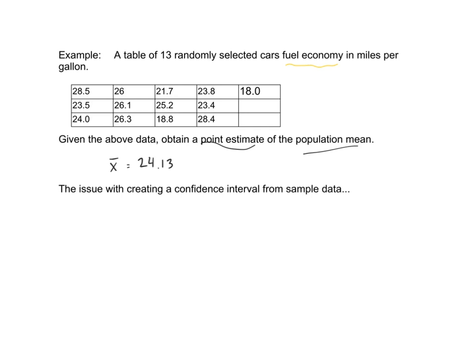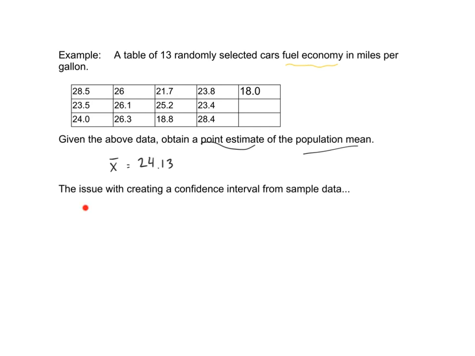But then we create a confidence interval, add or subtract a margin of error, and create an interval of numbers. And we use that to make a statement about the population of all cars and their fuel economy. Okay, so that's the idea. Same kind of concept as the last section, but now it's using means, not proportions, not percentages.